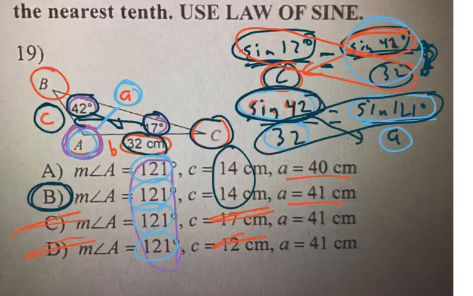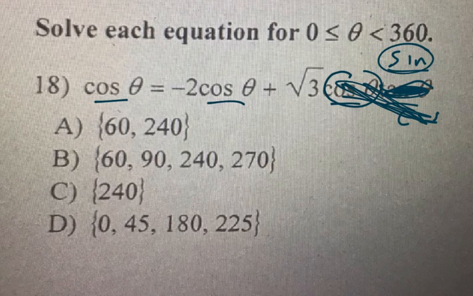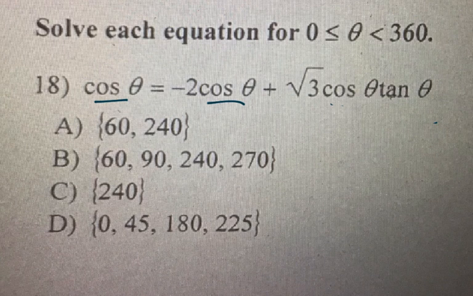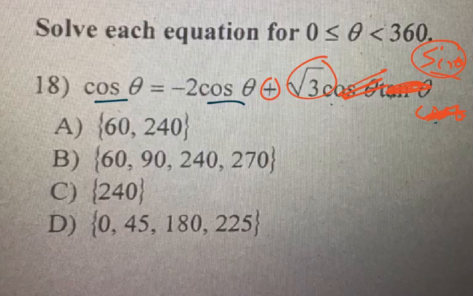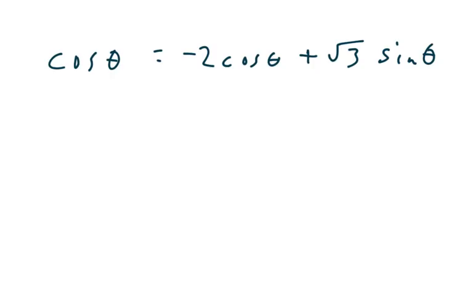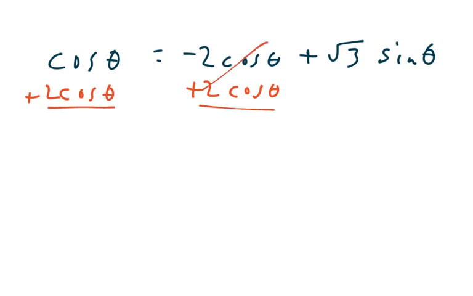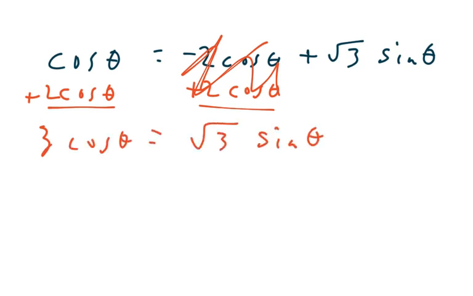Let's double check that real quick. So notice again right here, let me start over. I know that this tangent is really sine theta over cosine theta. The cosine thetas cancel out, and I have plus square root 3 sine theta. Okay, now that I verified that, how about we get our cosines together? Couldn't I add 2 cosine theta to both sides? Now that that's gone, I know I have 3 cosine theta equal to square root of 3 sine theta.